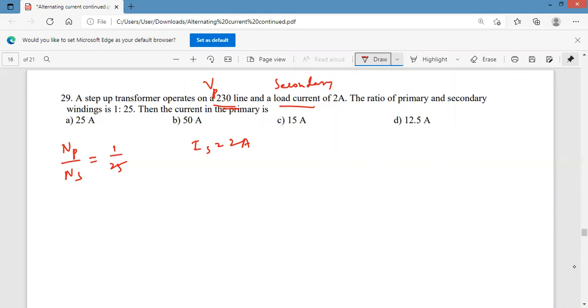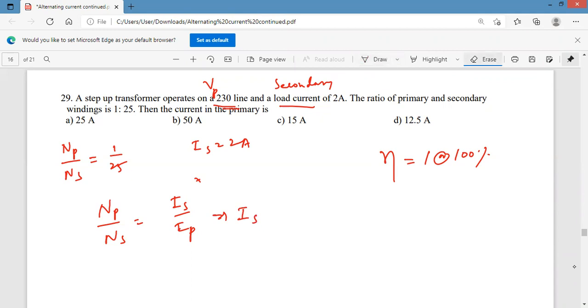If no efficiency is mentioned, then we can directly take NP by NS is equal to IS by IP. If the efficiency is not mentioned, it is understood that efficiency is 1 or 100%. If the efficiency is mentioned, then we cannot use this equation. Because efficiency is not mentioned, it is 100%. He is asking for IP, the primary current.